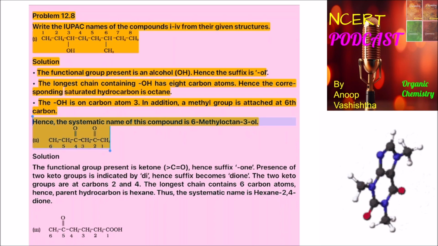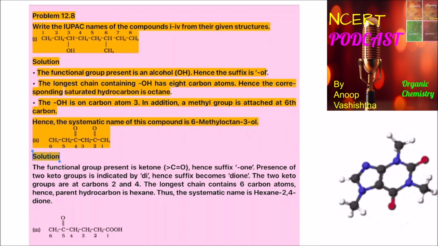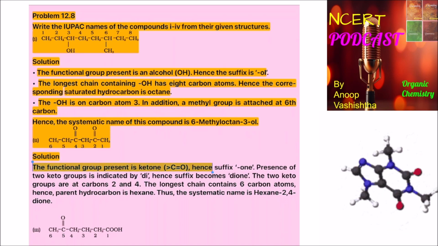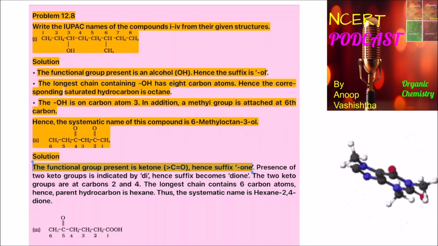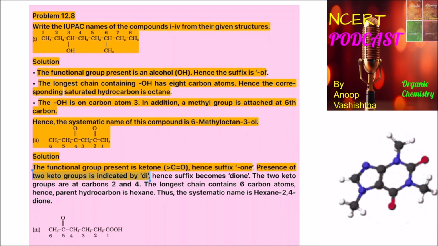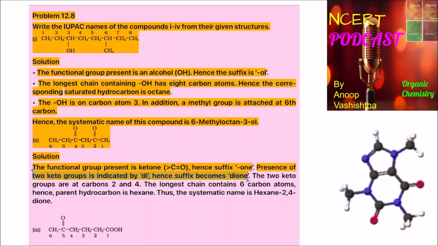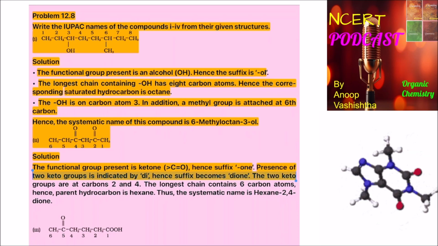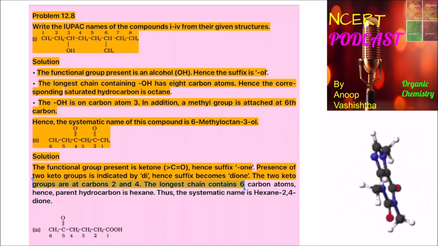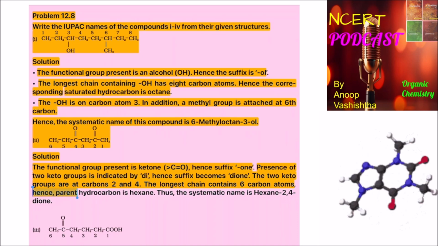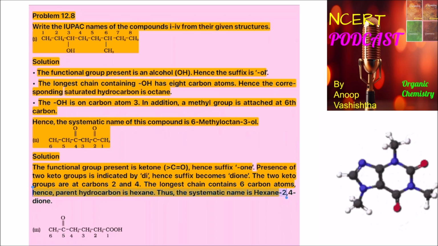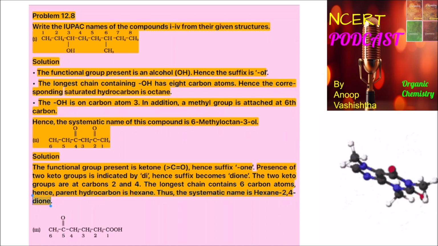6-methyl-octan-3-ol. Second, solution. The functional group present is ketone, C=O, hence suffix -one. Presence of two keto groups is indicated by di, hence suffix becomes dione. The two keto groups are at carbons 2 and 4. The longest chain contains 6 carbon atoms, hence the parent hydrocarbon is hexane. Thus, the systematic name is hexane-2,4-dione.